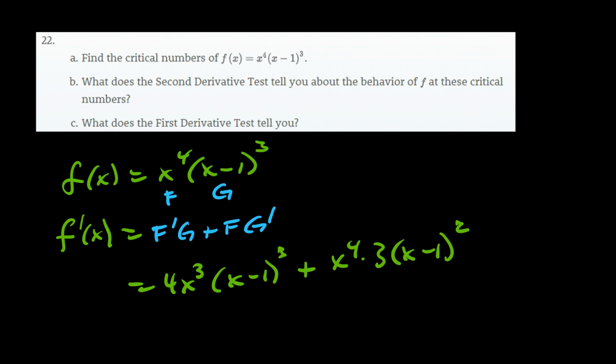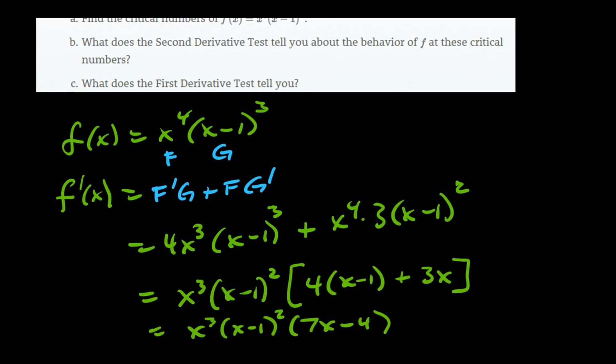So let me clean this up. All right, so here we go. What I did basically was I took out the common factors (x minus 1) squared, and then I took out x cubed. Those are here and here. And then what was left over, I put here, and then I simplified it all up.